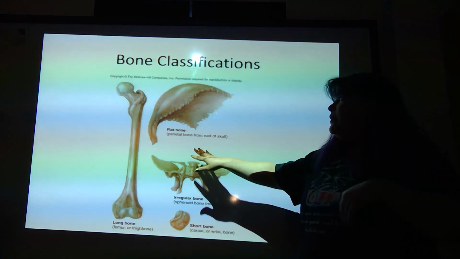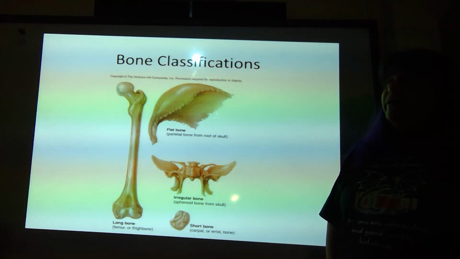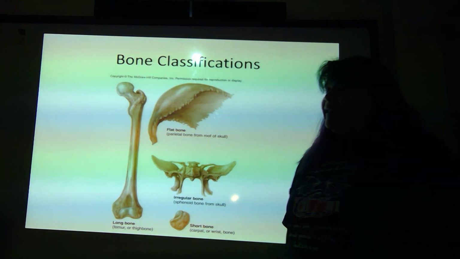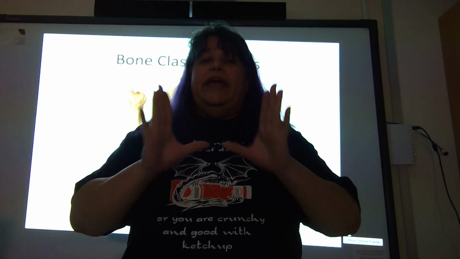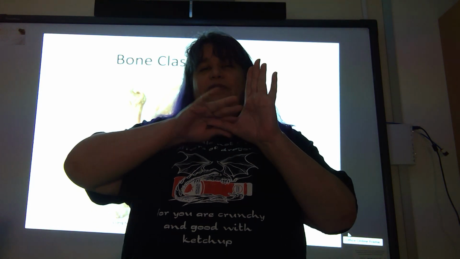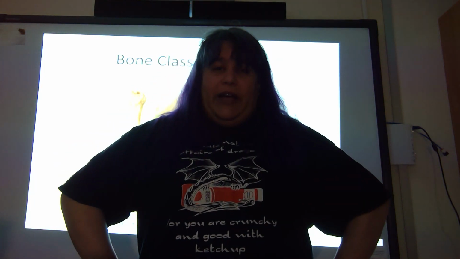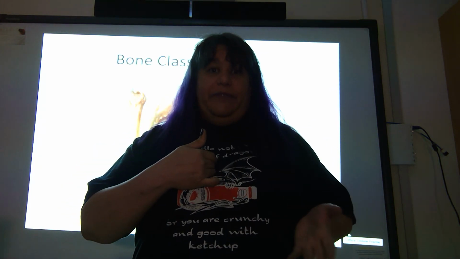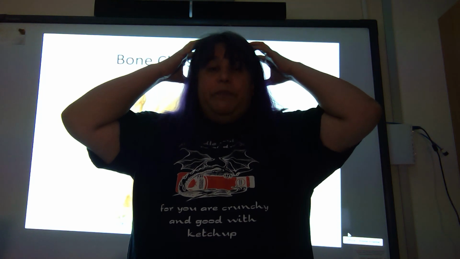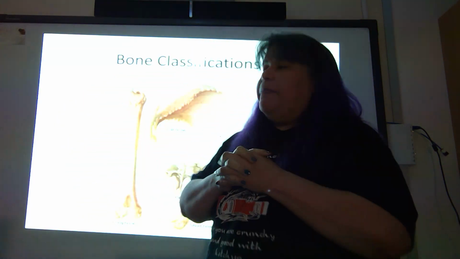Another classification that we have is flat bones. Now I know you're going, okay, but that doesn't look completely flat. Flat doesn't necessarily mean flat like a piece of paper. It means that it's very thin and it can have a curve to it. So your hip bones are going to be flat bones. Your sternum is going to be a flat bone. Most of the bones in your skull are going to be flat bones.